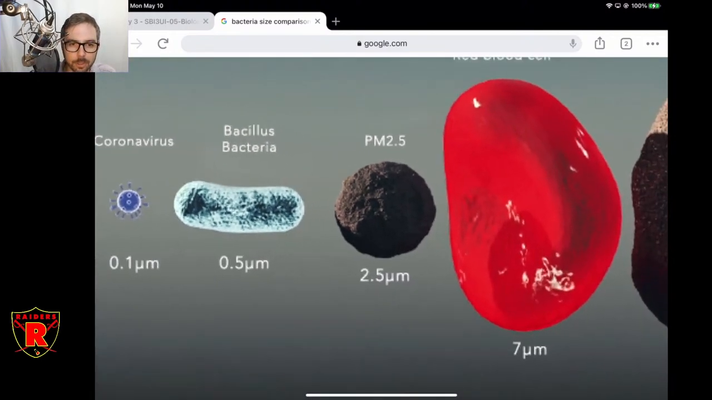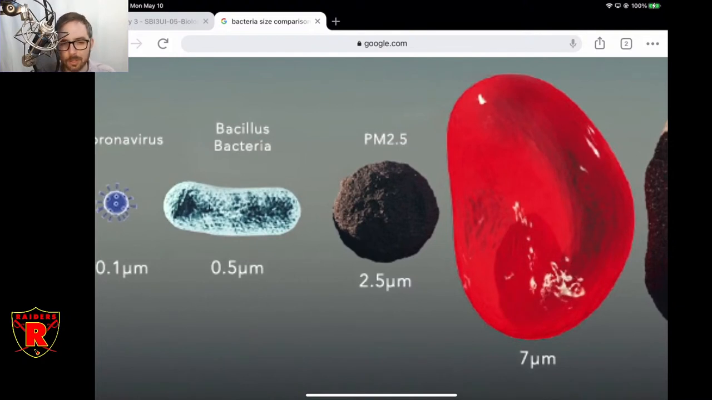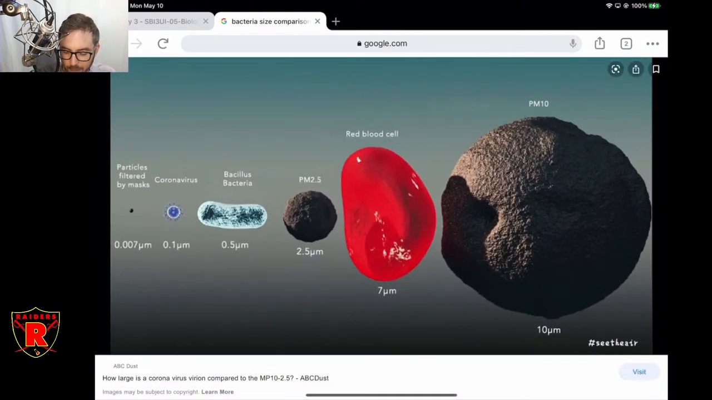But when you compare them to human cells, that's a red blood cell over there. That is the smallest human cell. And by a lot, by the way, red blood cells are considerably smaller than the average human cell. So bacteria are maybe a tenth the size or a 20th the size of a red blood cell. They're about a 50th or a 100th of the size of an average cell.